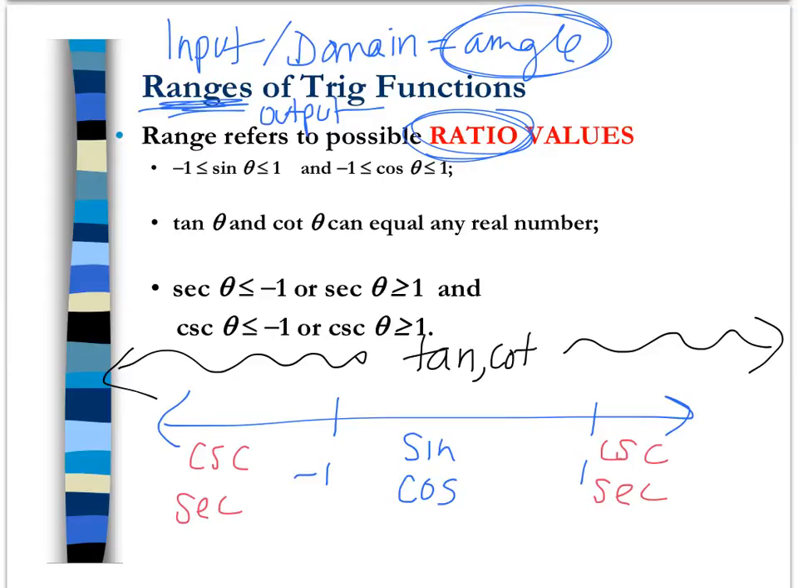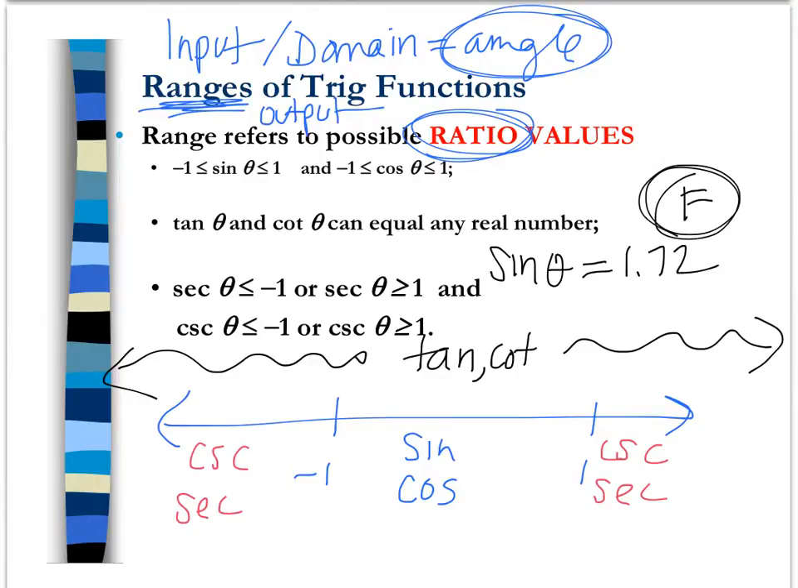As far as how we would expect you to use this, we might give you something, for example, and say on a no calculator portion, sine of theta equals 1.72. And I would expect you to know that this is false because sine can never have a ratio greater than 1.